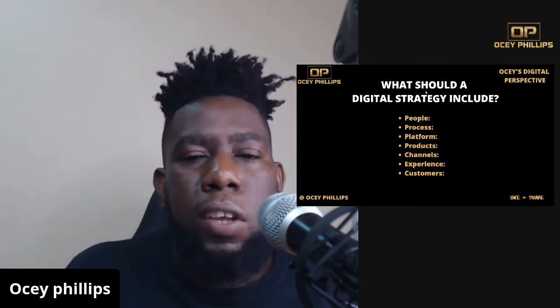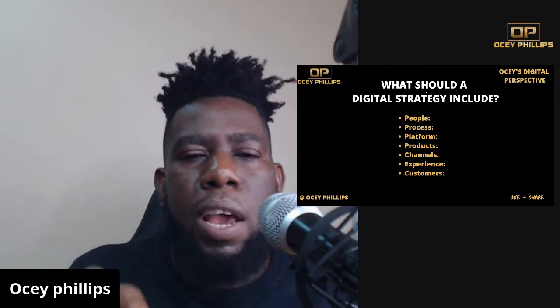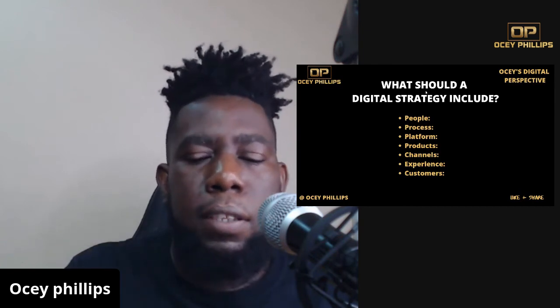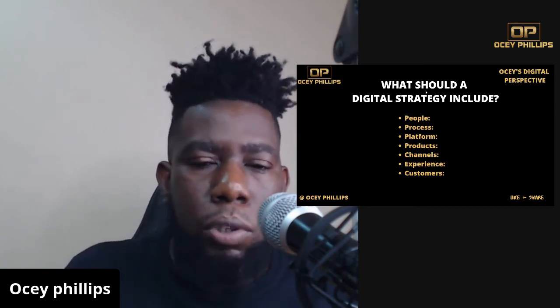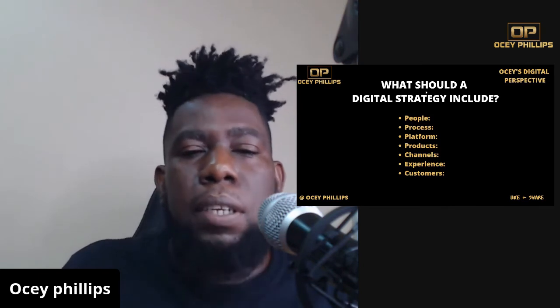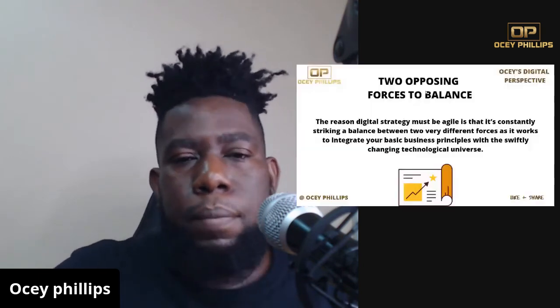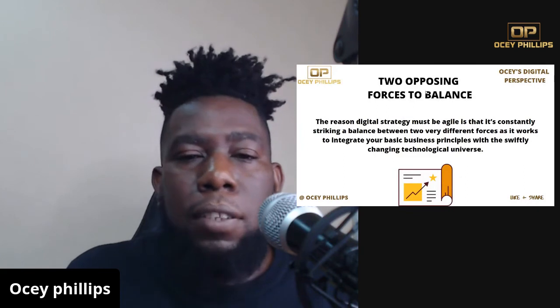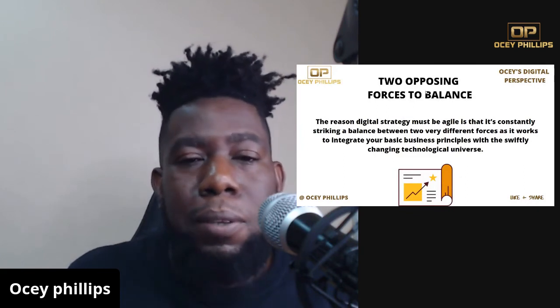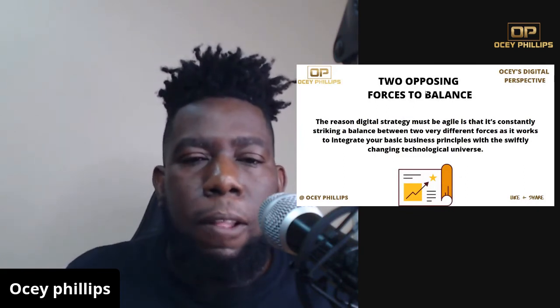Now, these are just gateway parts. Of course, when you dive deeper, you're going to have more places like this in your actual strategy document, but these are the things that you need to look at, right? And then you have to balance now. Two opposing forces to balance, which is one of the trickiest things, right?